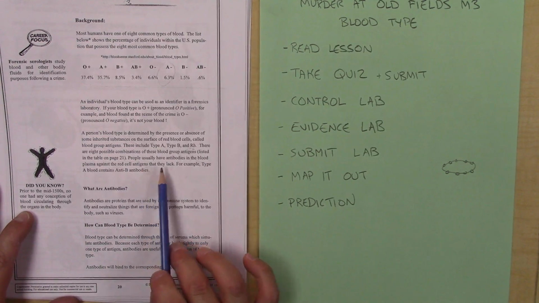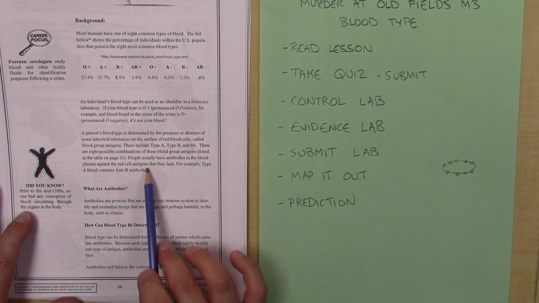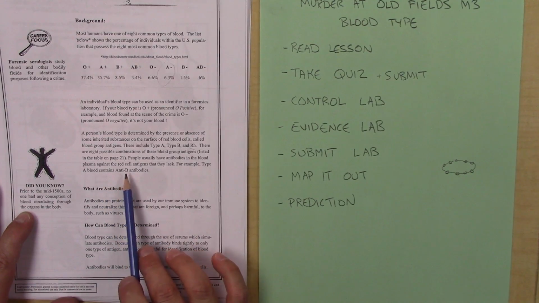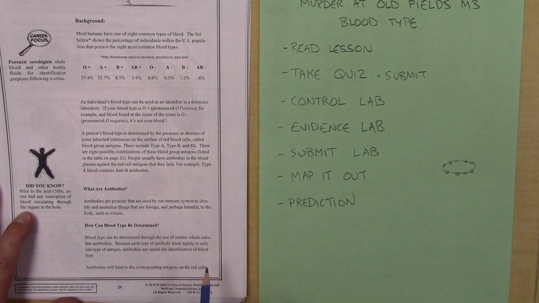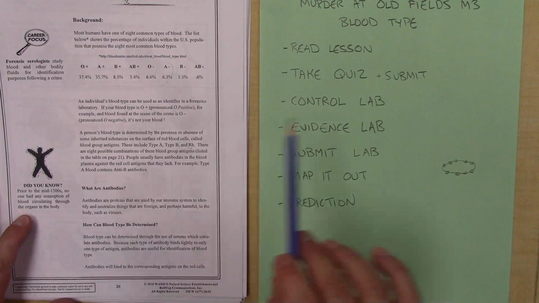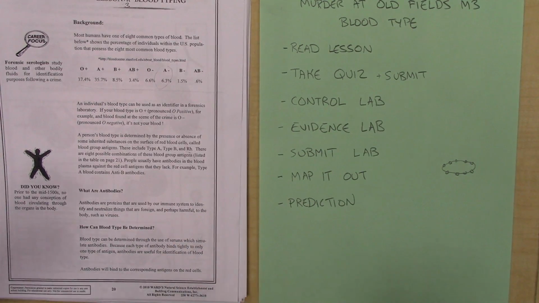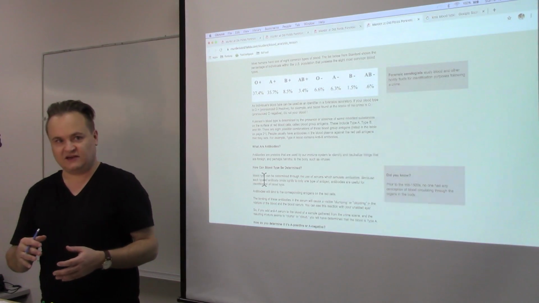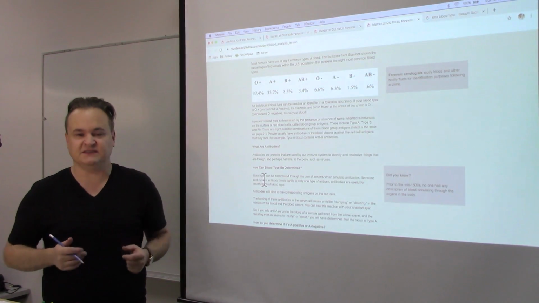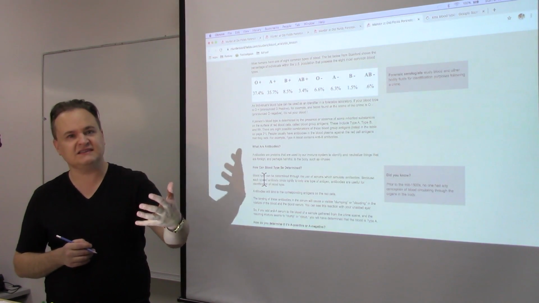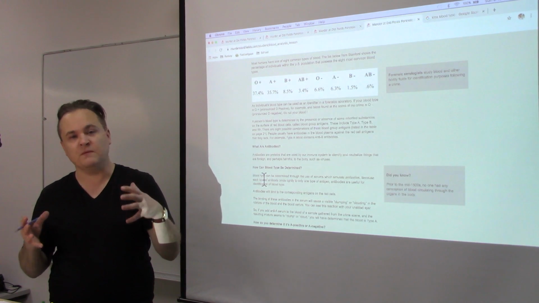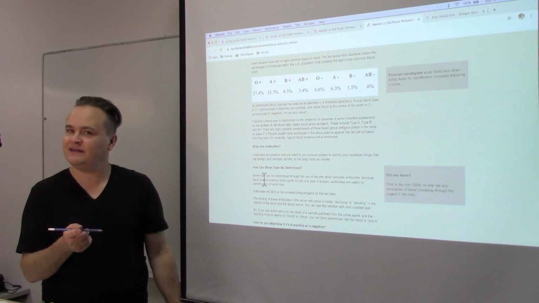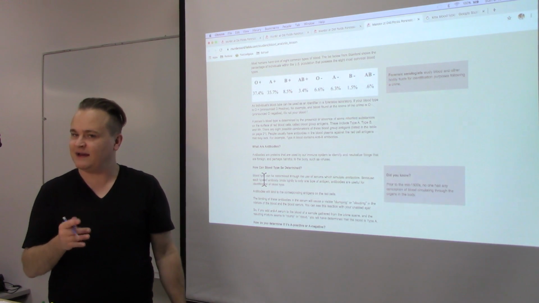People usually have antibodies in the blood plasma against the red cell antigens that they lack. For example, type A blood contains anti-B antibodies. What are antibodies? Antibodies are proteins that are used by our immune system to identify things that are foreign and harmful. So we all have antigens on our cells that our immune system is used to, and if we have anything else that's different than that, our immune system will attack it, right? And we can actually use this to our advantage to test blood types, and I'll explain that right away.